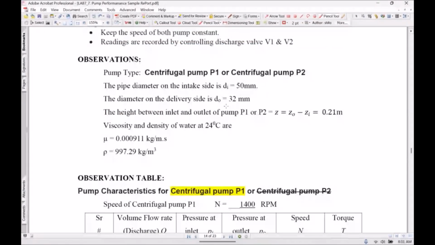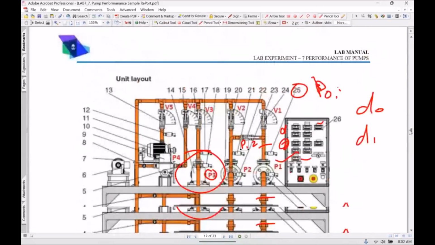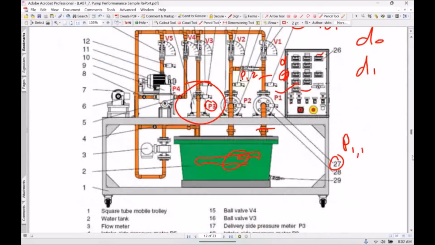So, observation tables. In observation we need to record. We need to select pump 1, and we will not select pump 2, or another student will do it on pump 2. So here we need to record the pump diameter. It is 50 millimeter. The diameter of the delivery side is 32. We need to record it, and we need to record from the manual the distance of the pump, the height of the pump from the water level.